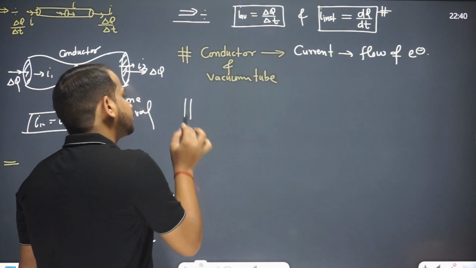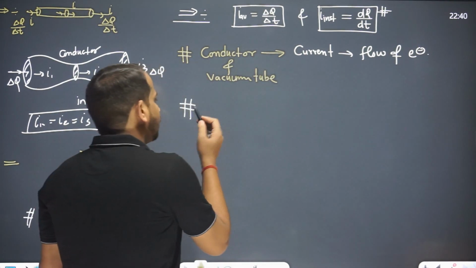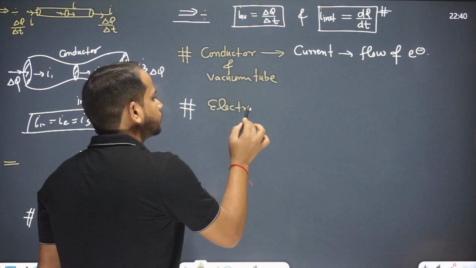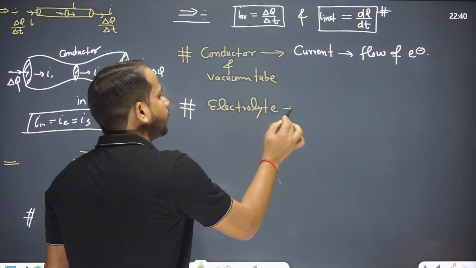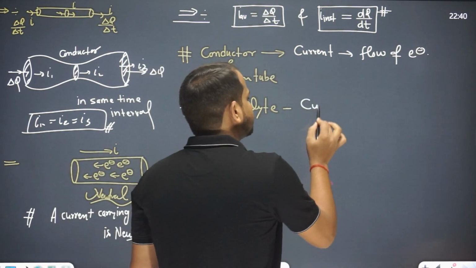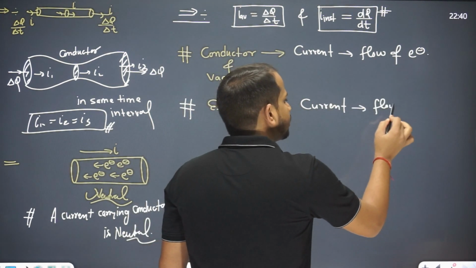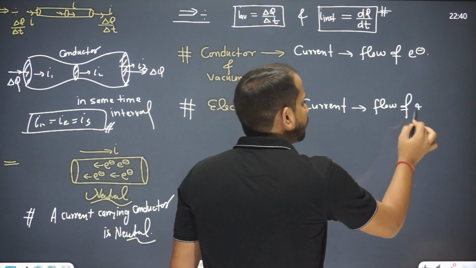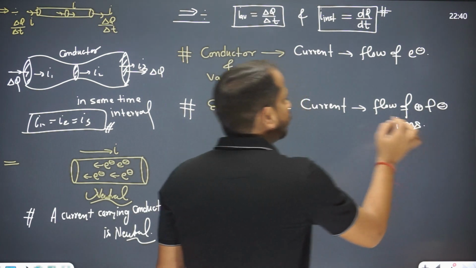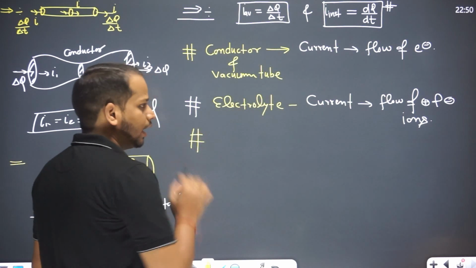Now let's see the next. We can take electrolyte. What will we say for electrolyte? In the case of electrolyte, there is a current due to what? There is a flow of positive and negative ions. Right? So this is electrolyte.